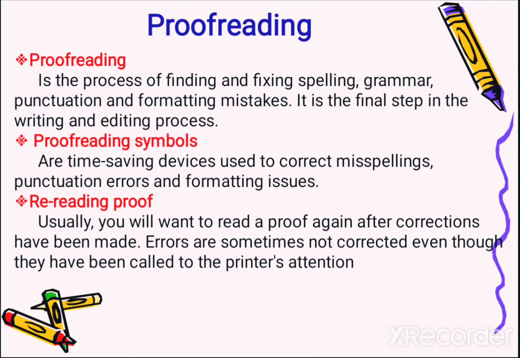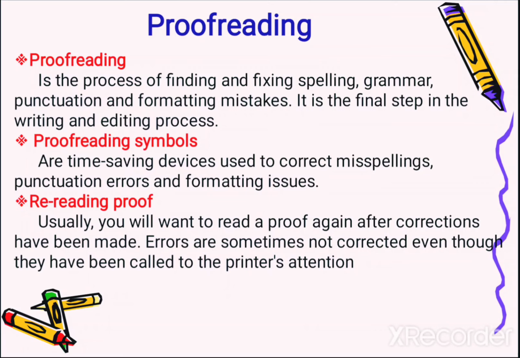Okay, if there is a question, for example, "What is your name?", you should put a question mark at the end of your sentence. Whatever the symbols are, like full stop, question mark, comma, apostrophe, all these things come under punctuation. And if there are any formatting mistakes, you should correct them. So that is your proofreading.